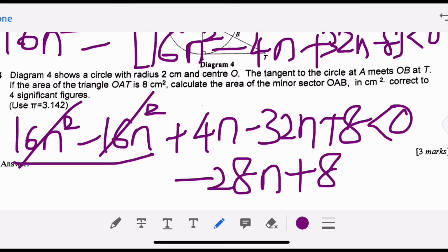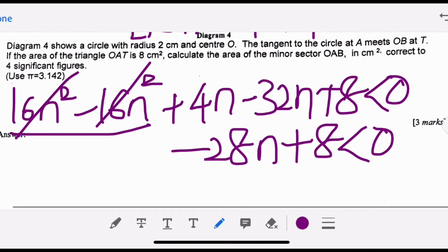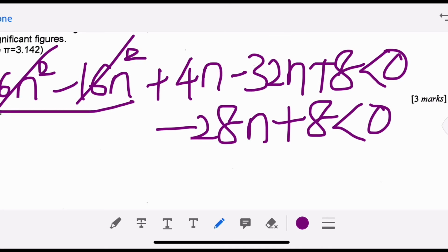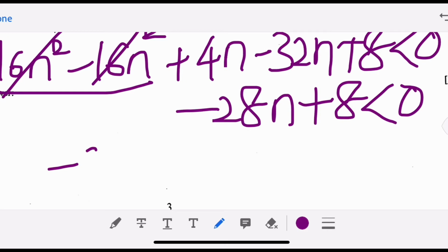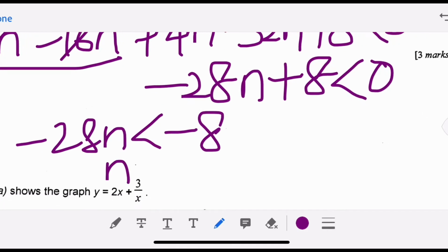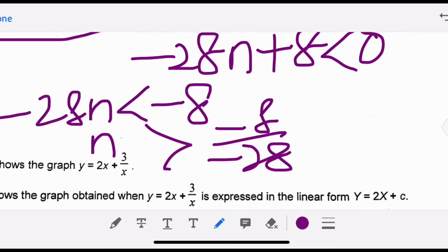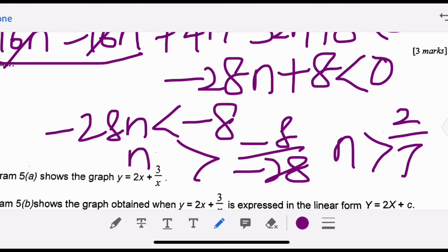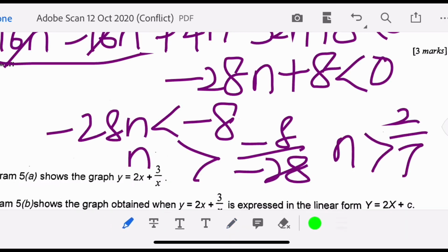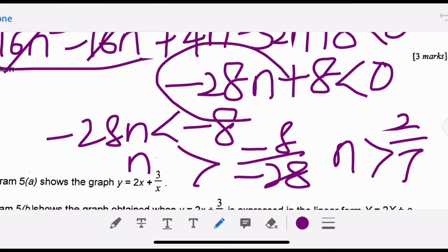And left only very simple: negative 28n plus 8 less than 0. So how to solve this? Many of you forgot that when you multiply or divide an inequality by a negative number, you have to reverse the sign. You have to change the sign from smaller to bigger. So n will be more than 2 over 7. Okay? Please remember.